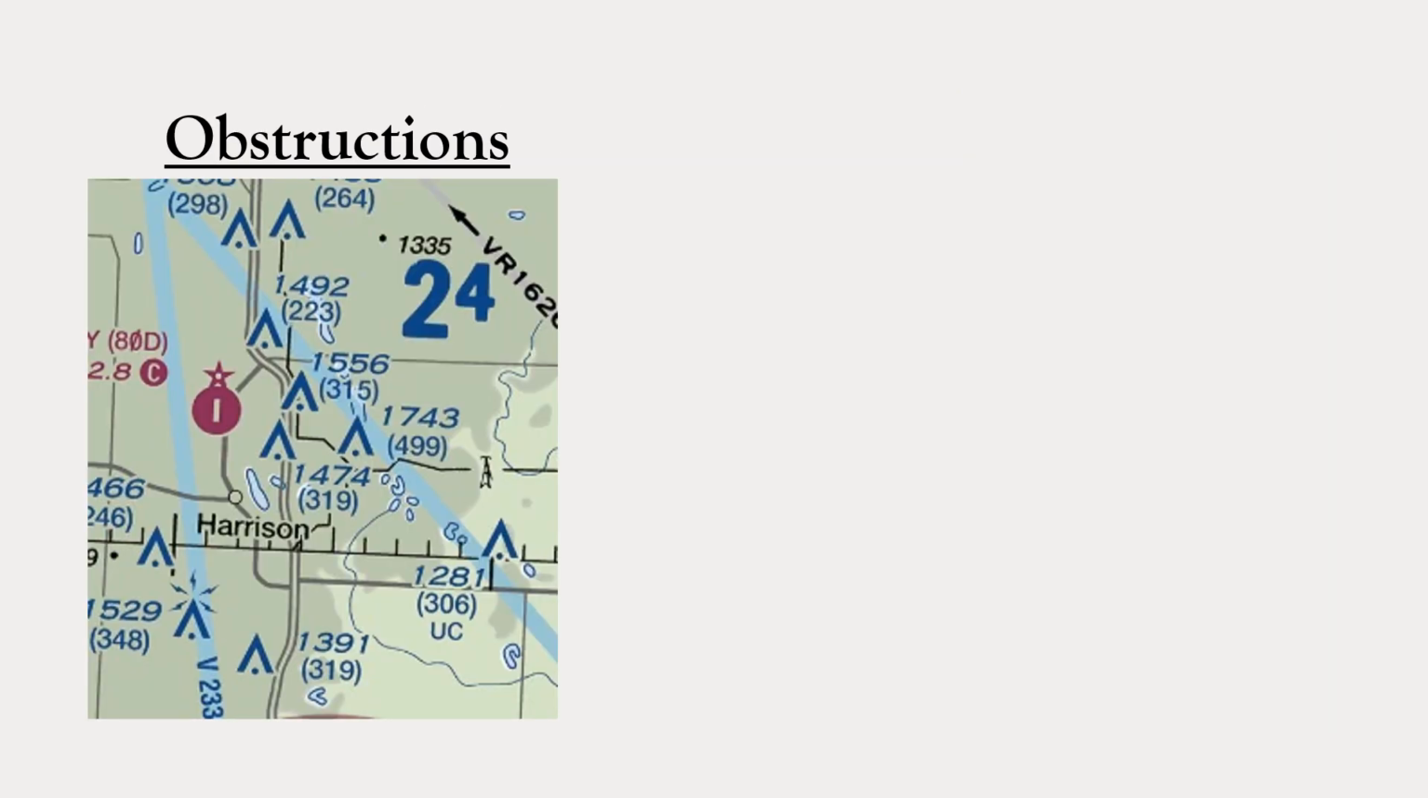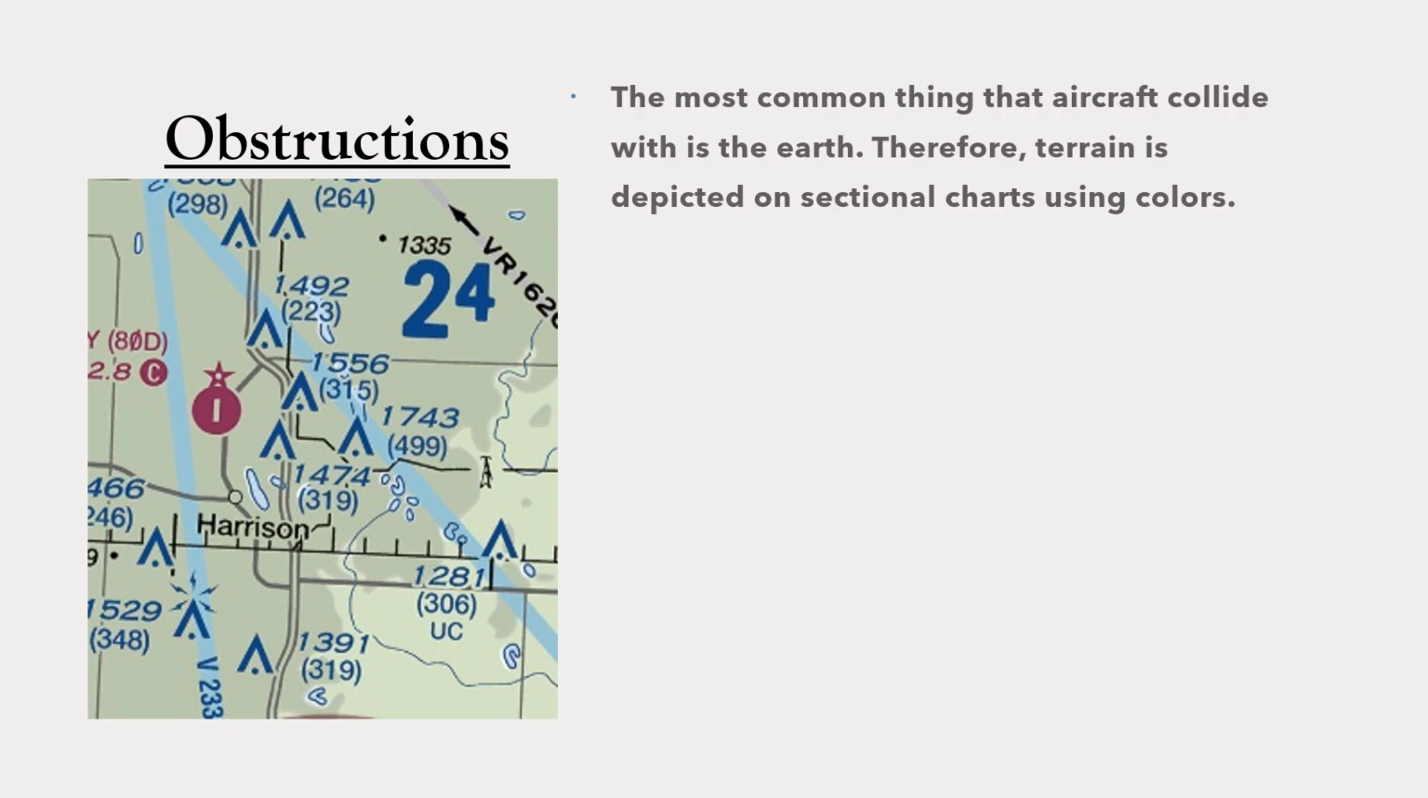Now, other things that show up on sectional charts are obstructions. The most common thing that aircraft collide with is the Earth. That's more of an issue with people flying in instrument flight rules, where they're flying in the clouds and hit the Earth. It's not totally unheard of in gliders.